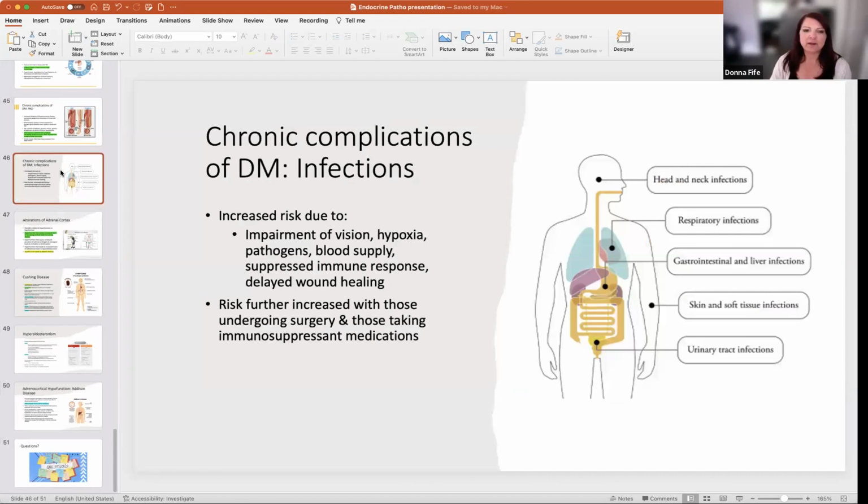All right, some other chronic complications of diabetes: infections. There's an increased risk due to impairment of vision, hypoxia, pathogens, blood supply, suppressed immune response, and delayed wound healing. And the risk is further increased with those undergoing surgery and taking medications such as immunosuppressant medications.